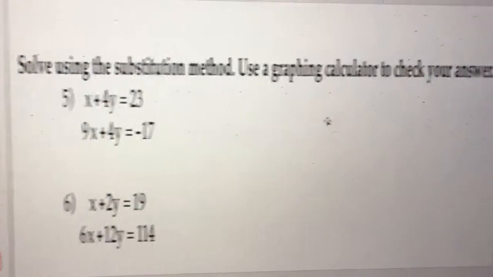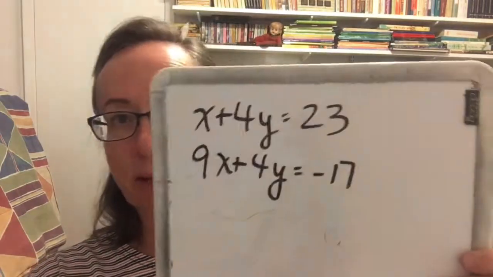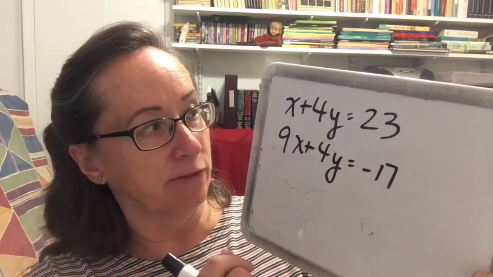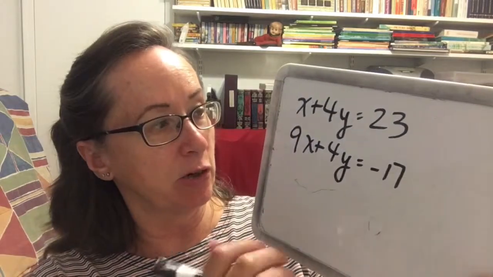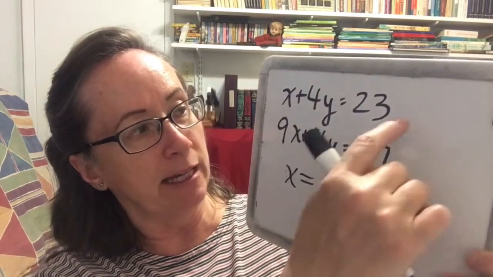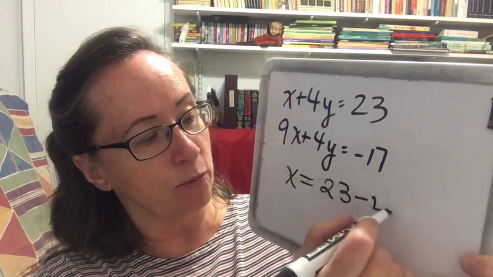Okay, so here are 2 problems that they tell us to solve by the substitution method, and I'm going to do at least one of them for you on the board. All right, when we're doing substitution, we always want to get one variable by itself. So when I look at my system, I only have one variable that really lends itself to solving by substitution. So I'm going to solve for that x, and I'm going to say x equals, and I'm going to move the 4y over here, and I get 23 minus 4y.